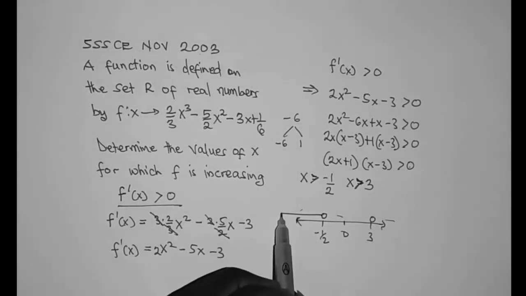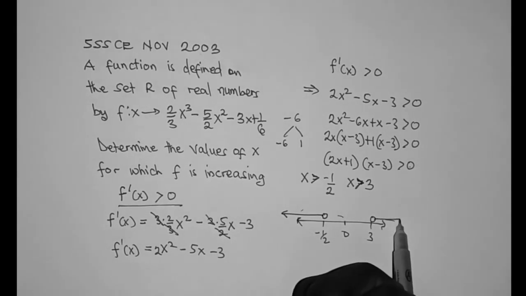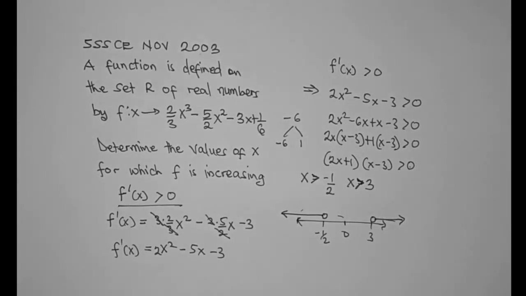And at the end of the day, this is going to go in this side. So we have x less than minus 1 over 2 and the values x greater than 3. These are the values of x for which f of x is increasing.